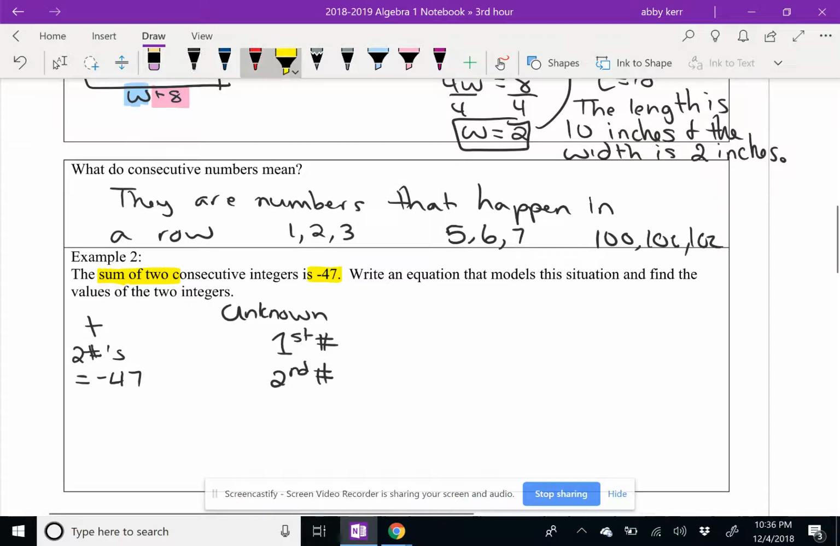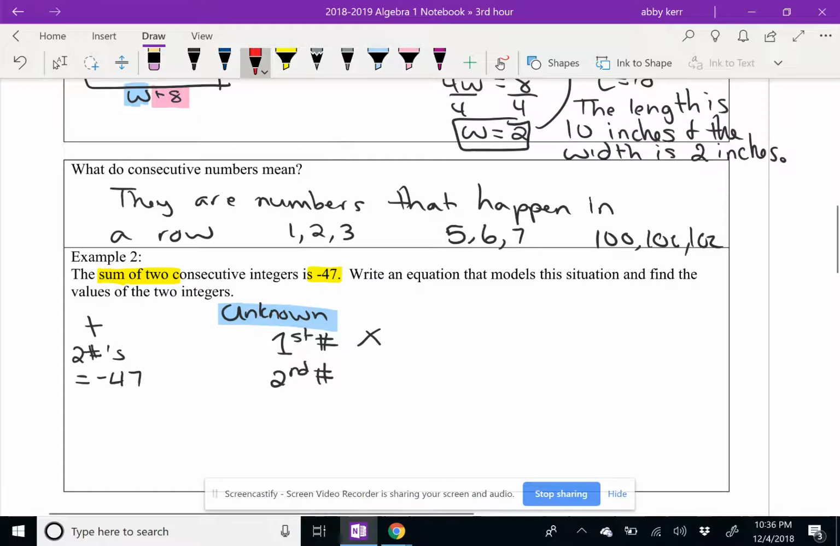When we have an unknown like that, we choose the variable. In some classes, you may use an N for number. I like to use the X just because that's a variable that we're used to, but please note that there is no difference. Now the first number, I'm just going to call x because we don't know it. We have to do something to x to get the second number.